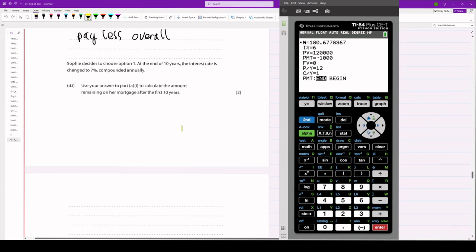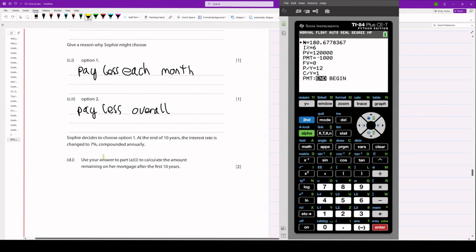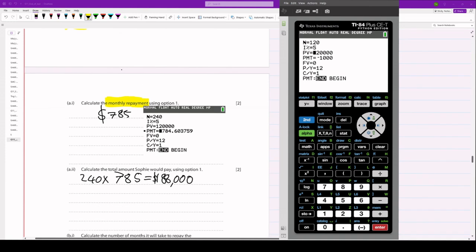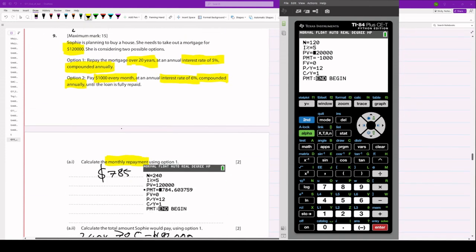Sophie decides to choose option 1. At the end of 10 years, the interest rate is changed to 7%, compounded annually. Use your answer to calculate the amount remaining on her mortgage after the first 10 years. Okay, well, it's going to be the same stuff as before, but right at the start. So instead of 240, it's 10 years times by 12 months. The interest rate is 5%, just to remind you of the first option, 5% interest rate. Present value is this much.